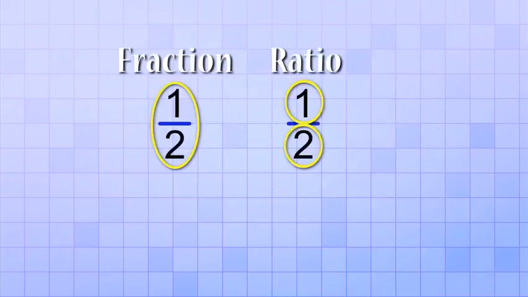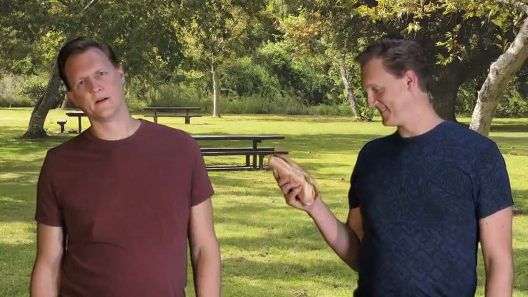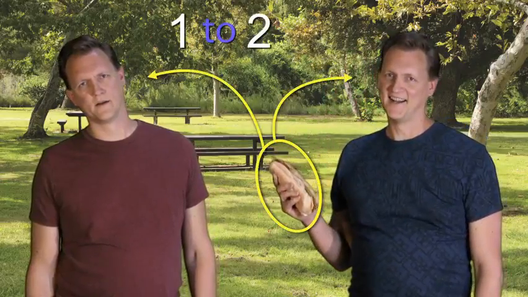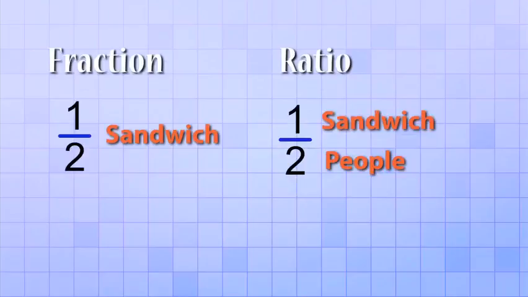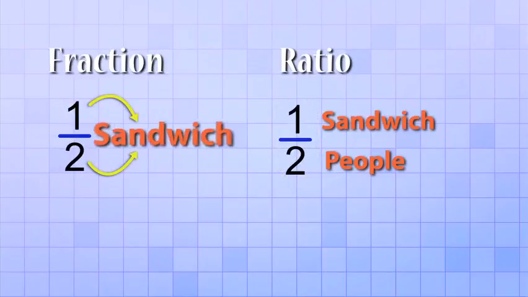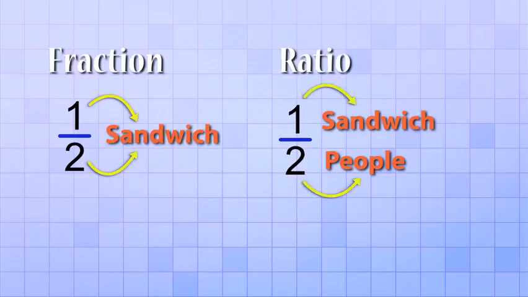For example, let's say we're planning to go on a picnic. And for every 2 people that are going on the picnic, we're only bringing 1 sandwich. In that case, we'd say that the ratio of sandwiches to people is 1 to 2, or 1 sandwich per 2 people. Do you see the difference between our fraction and our ratio? The math part of each of them is the same. But with the fraction, both the top and bottom numbers are referring to the same thing, the sandwich. However, with the ratio, the top and bottom numbers are referring to different things, sandwiches and people.